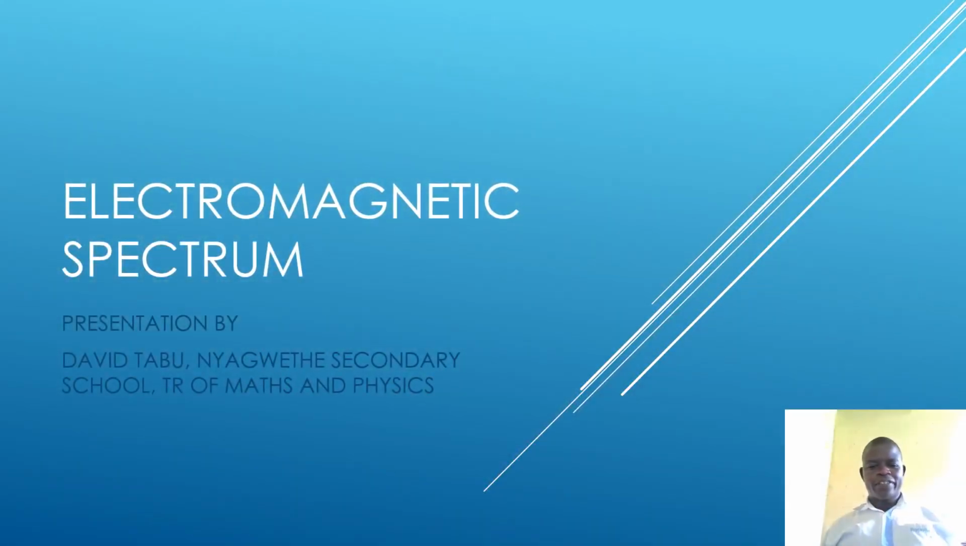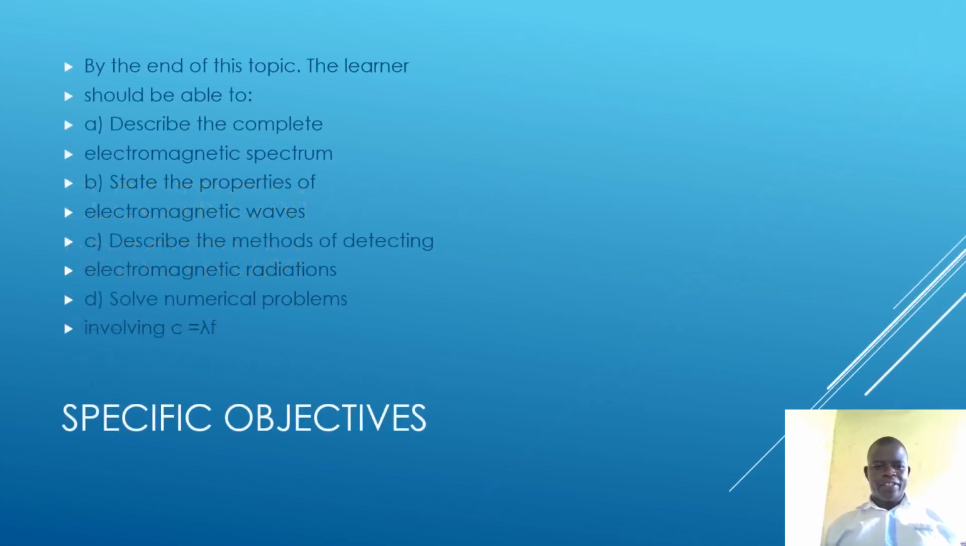Welcome to this lesson on electromagnetic spectrum. In this topic, we are going to describe the complete electromagnetic spectrum, state the properties of electromagnetic waves, describe methods of detecting electromagnetic radiations, and end it by solving a few numerical problems involving the formula c equals f lambda.